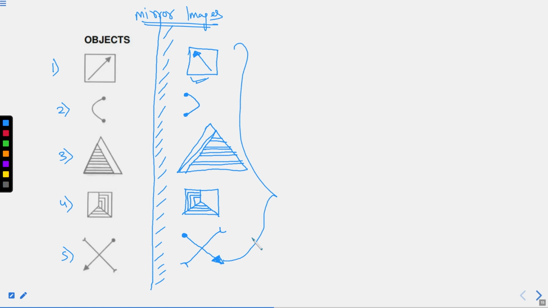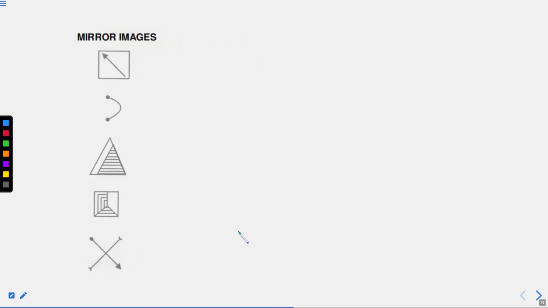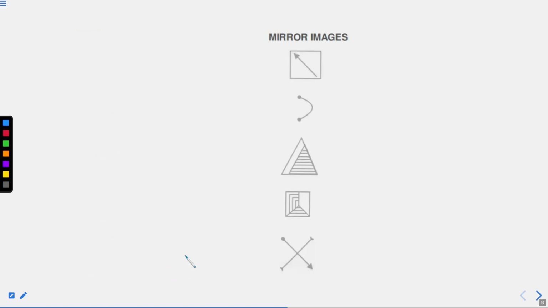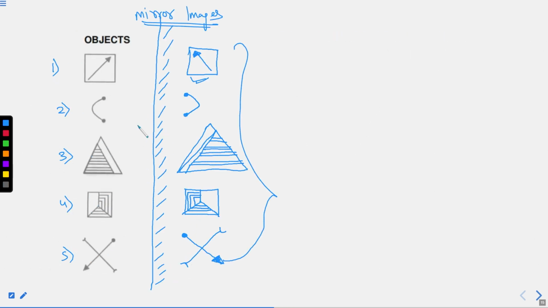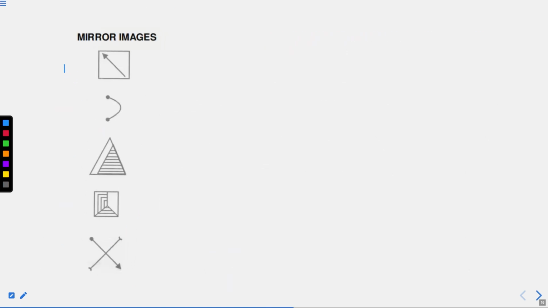I hope this part is clear. You can cross check each and everything through this, right? Already mirror images are given for the objects that you saw previously. For all these objects 1, 2, 3, 4, 5, their mirror images are like this. For 1 this, for 2 this, for 3 this, for the 4th this, and for the 5th one is this image. I hope this part is clear, right?